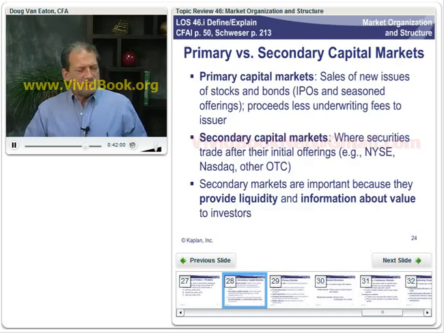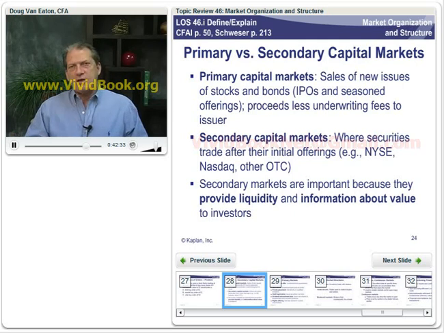Okay, we mentioned before primary and secondary markets, sales of new issues of stocks and bonds, IPOs or seasoned offerings, we call it. IPO is initial public offering. That's the first time these securities have been sold to the public. A seasoned offering or a secondary offering refers to selling more shares to the public of a security that's already trading. So don't get a secondary or seasoned offering confused with secondary capital markets.